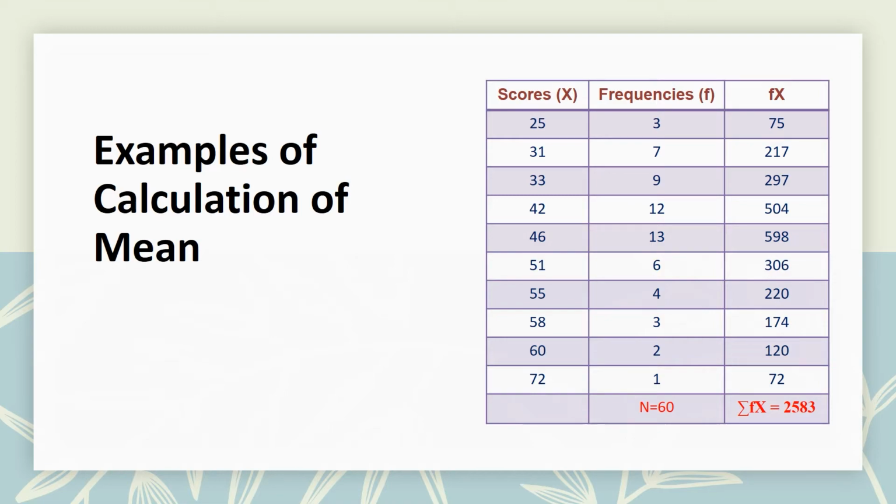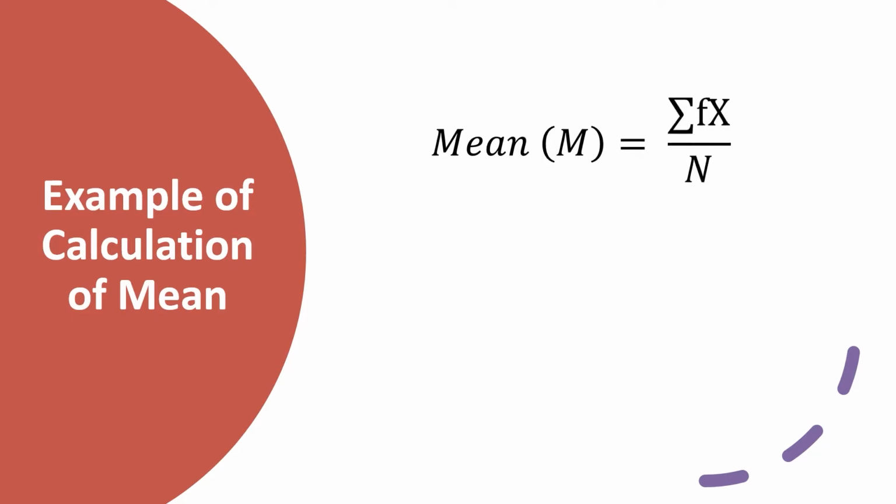Then the total number of frequencies, n, is 60; I have just added the frequencies. Now I have the sum of frequency into individual scores, summation of f into x, which is 2583, you can just calculate it. Here you see, we can use the formula: m is summation of fx upon n.